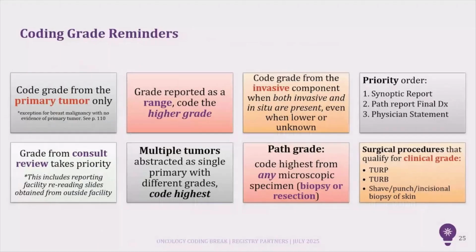Just look at that when you have time. Grade, if it's reported as a range, you're going to code the higher grade. So if it says grade 2 to 3, you're going to code 3. Code the grade from the invasive when you have both invasive and in situ. So even if the invasive is lower or unknown, you're still going to code from the invasive, not the in situ.